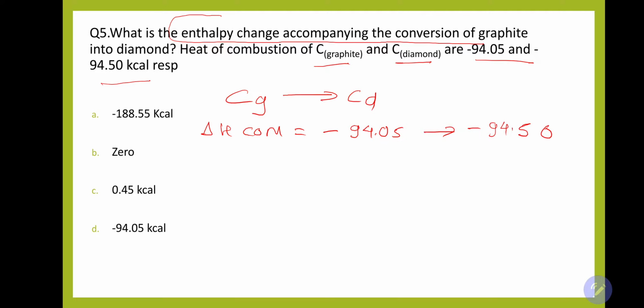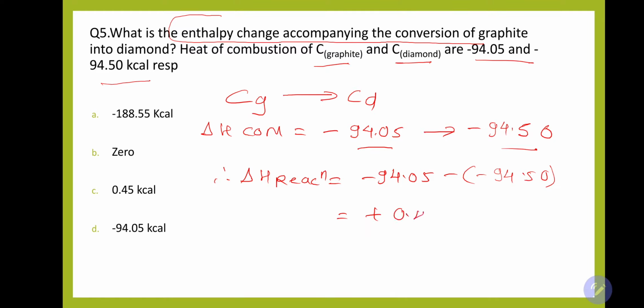Now here this is the reactant, this is the product, right? So therefore delta H of reaction will be what? Delta H of reaction will be minus 94.05 minus of 94.50. Okay, so which will be what? Which is equal to plus 0.45 kilocalories. Okay, so this is the correct answer. Okay, now let's see the next question.